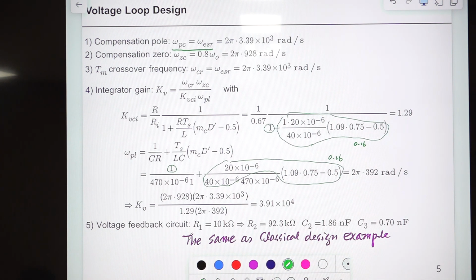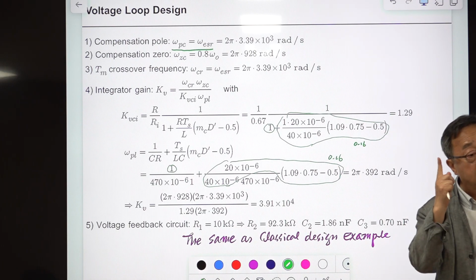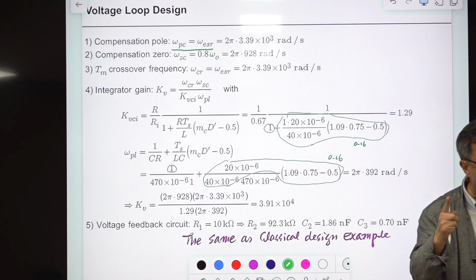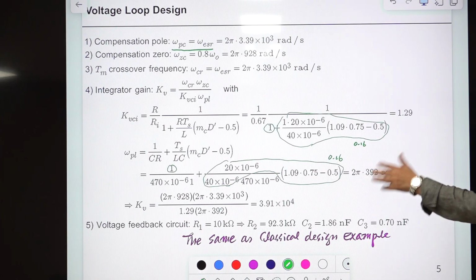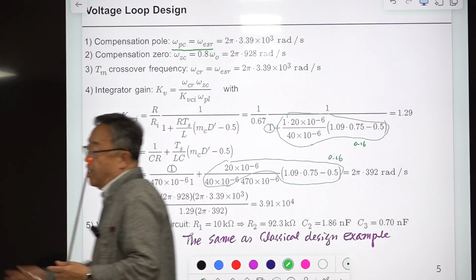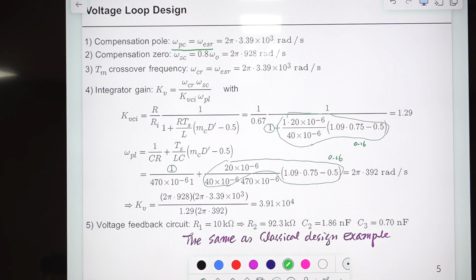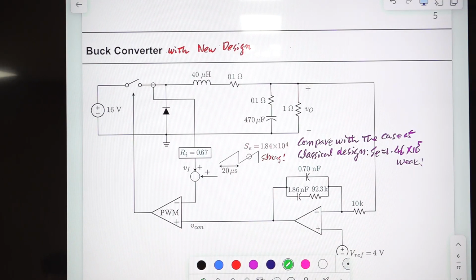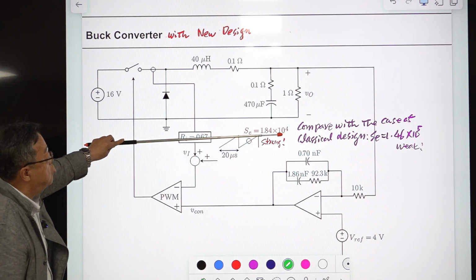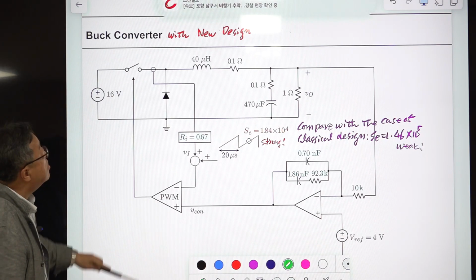So the only difference is the slope of compensation ramp. There is only one parameter we can play with. That is the slope of compensation ramp. So in the new design, the slope of compensation is reduced to 1/10. Somehow that is reflected in the difference of loop gain and many other things. This is the buck converter with the new design. So we have this one. This is the result of the new design, and everything remains the same.